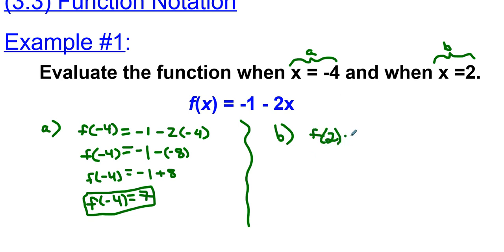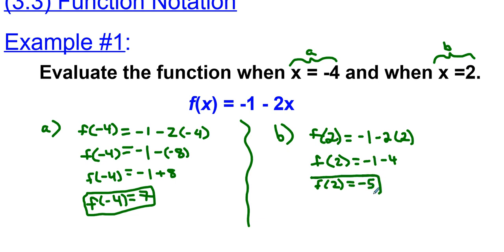Evaluate f of 2. So we're going to plug in a 2 for x. Replace the x here with a 2. Follow the order of operations again. f of 2 is negative 1 minus 2 times 2, which is 4. So f of 2 is negative 1 minus 4, which is negative 5. And that's it. f of 2 is negative 5.